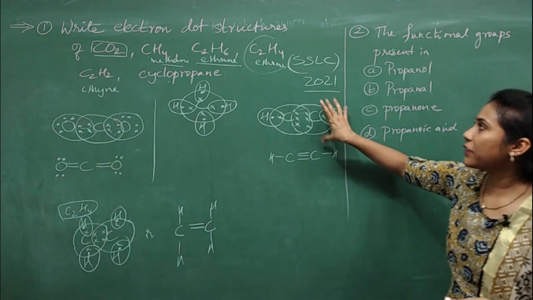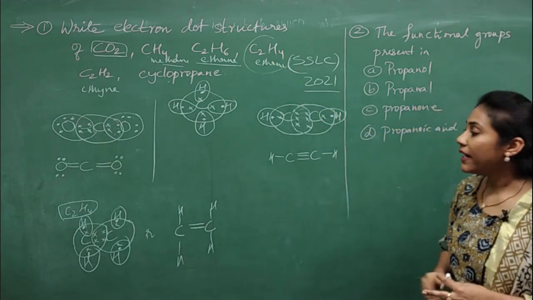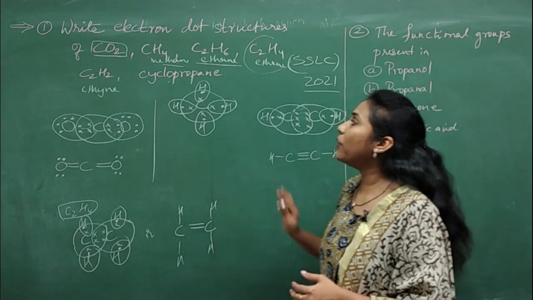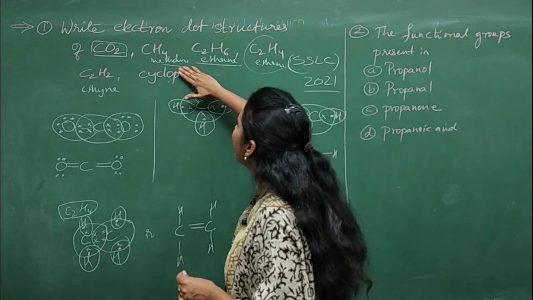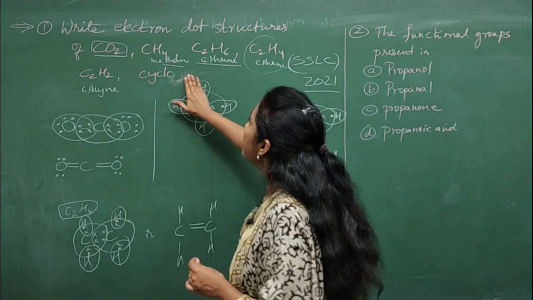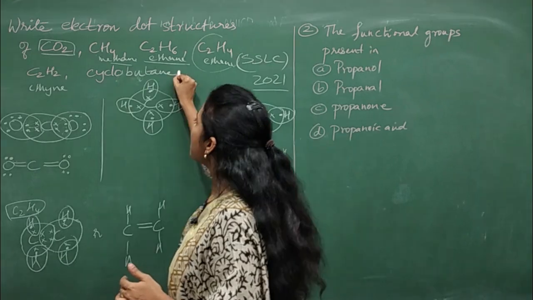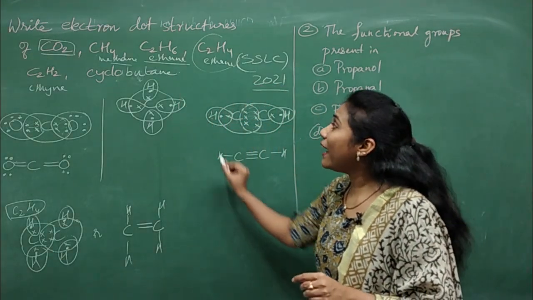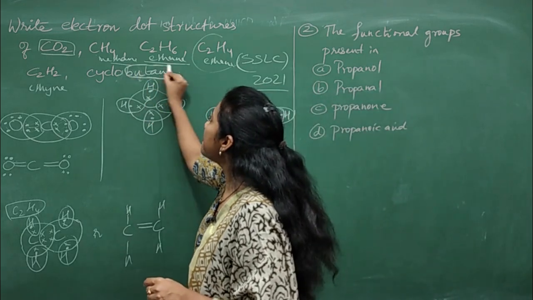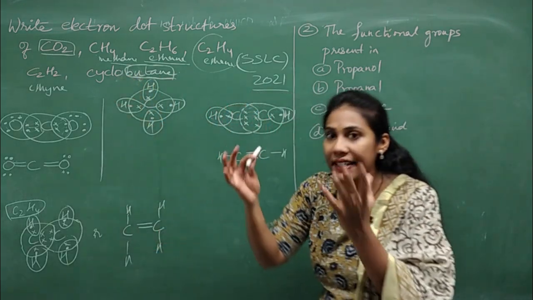So this is the dot structure for ethene. And now you have a very special compound, that is cyclobutane. Let us first write the dot structure for cyclobutane. So what do you mean by a cyclobutane? You have 4 carbon atoms in a cyclic form.